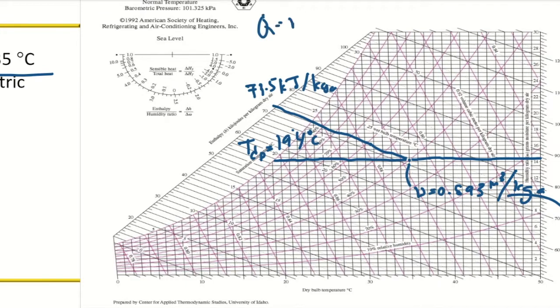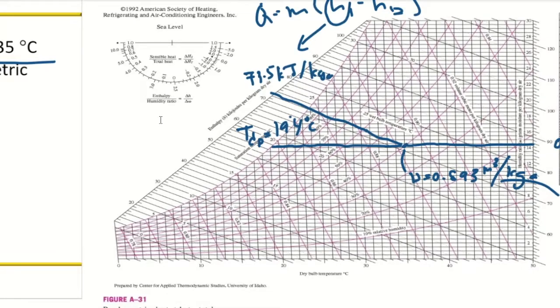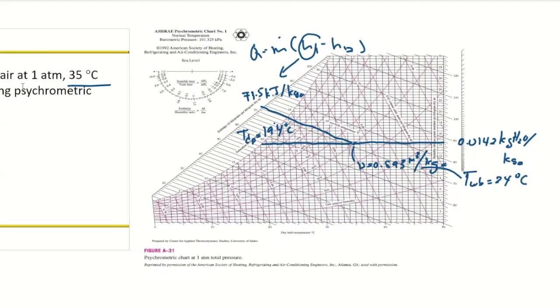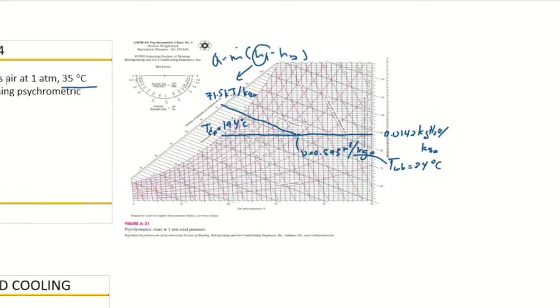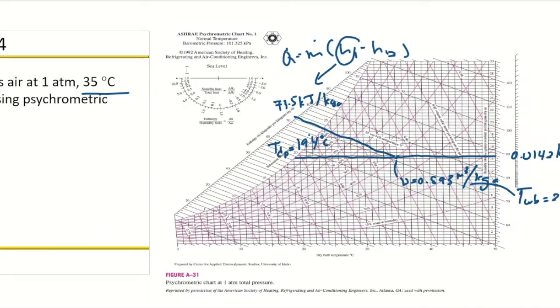Q dot equals m dot (h1 minus h2), for example. So you have this information which is related to this one. This perhaps comes from a different chapter. From these two pieces of information, you're going to have the same spot here. Then you can find the dry bulb temperature and the dew point temperature. So that's how we find the air properties using the psychrometric chart.